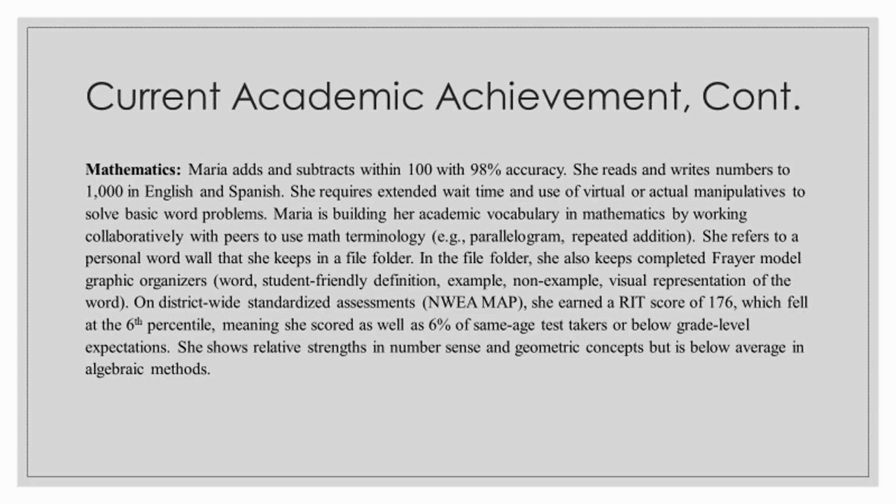In the file folder, she also keeps completed Frayer model graphic organizers that tell the word, a student-friendly definition, an example, a non-example, and a visual representation of the word. In district-wide standardized assessments, she earned a RIT score of 176, which fell at the 6th percentile, meaning she scored as well as 6% of same-age test takers or below grade level expectations. She shows relative strengths in number sense and geometric concepts, but is below average in algebraic methods.